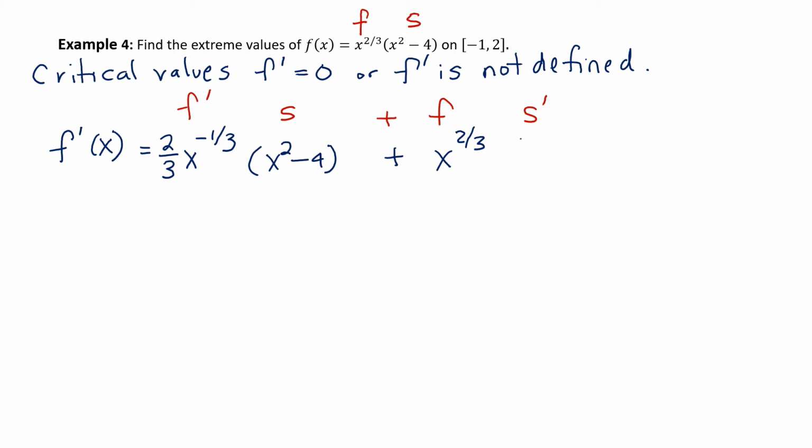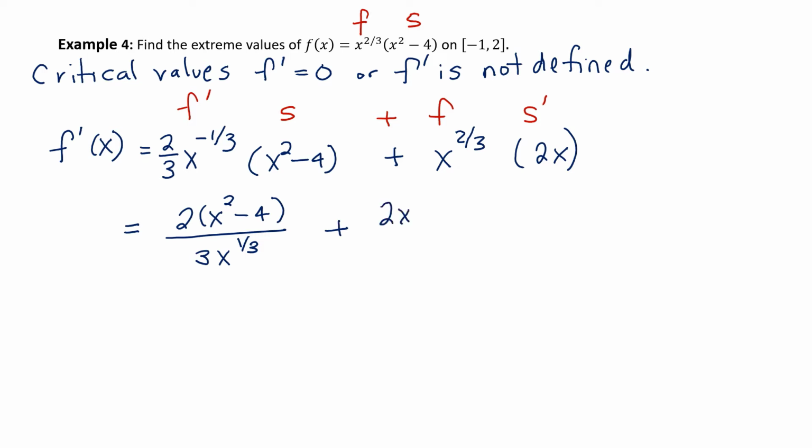The derivative of x² is 2x. The derivative of 4 is 0. Let's write this with no negative exponents. This gives us 2 times (x² − 4) in the numerator divided by 3 times x to the power of 1/3, plus 2x times x^(2/3), and it's understood that its denominator is 1.